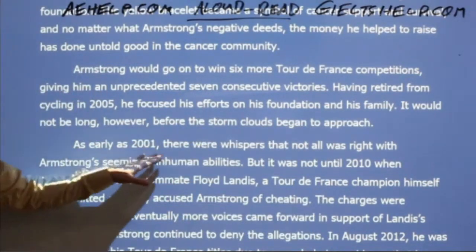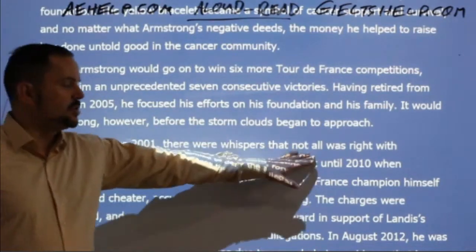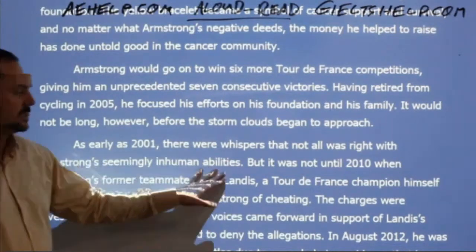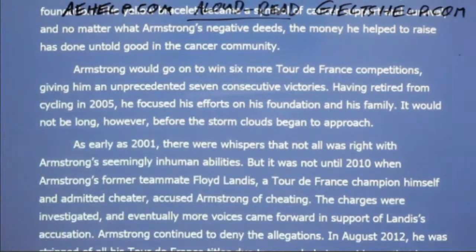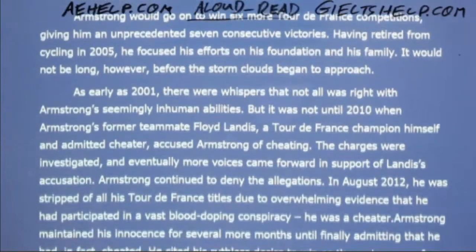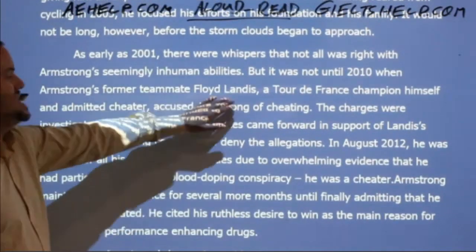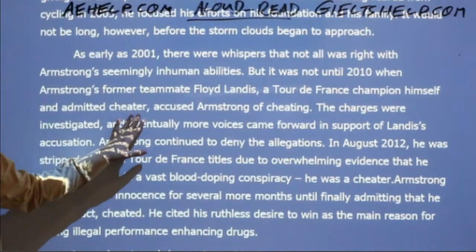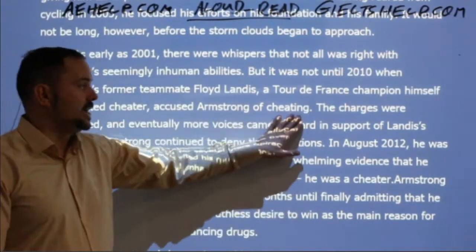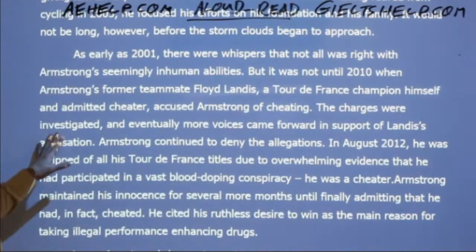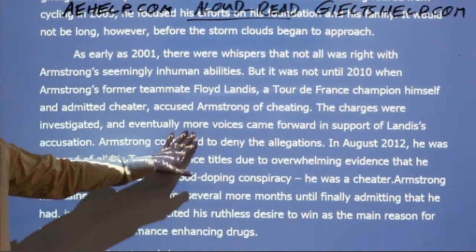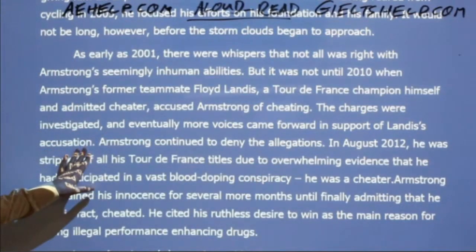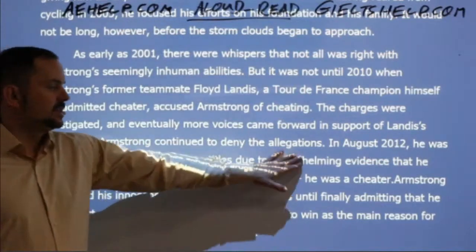As early as 2001, there were whispers that not all was right with Armstrong's seemingly inhuman abilities. But it was not until 2010 when Armstrong's former teammate, Floyd Landis, a Tour de France champion himself and admitted cheater, accused Armstrong of cheating. The charges were investigated, and eventually more voices came forward in support of Landis's accusation. Armstrong continued to deny the allegations.